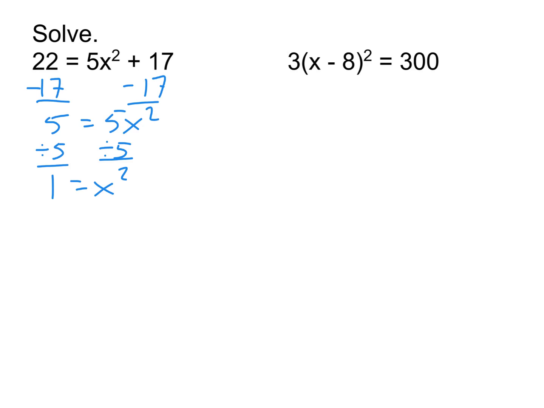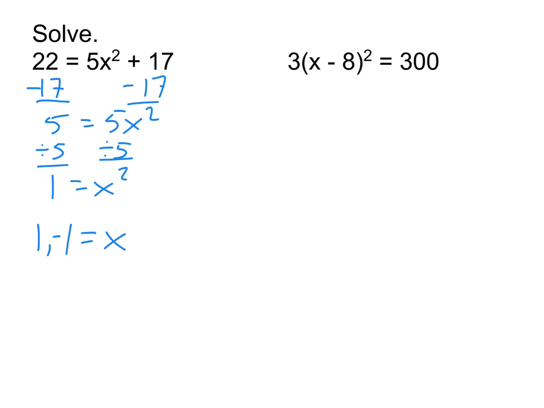At this point, we can go ahead and take the square root of both sides because I have the squared isolated. So we end up taking the square root of both sides, which gives me x equals 1 and negative 1. Because the square root of 1 is 1. And of course, we got to have the plus or minus.